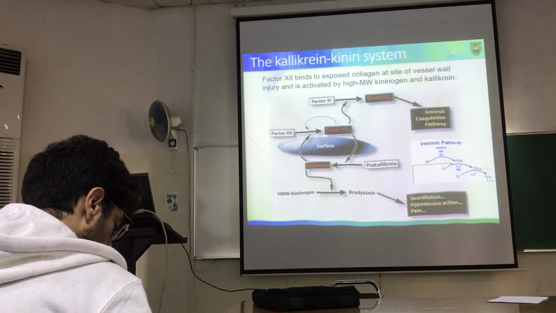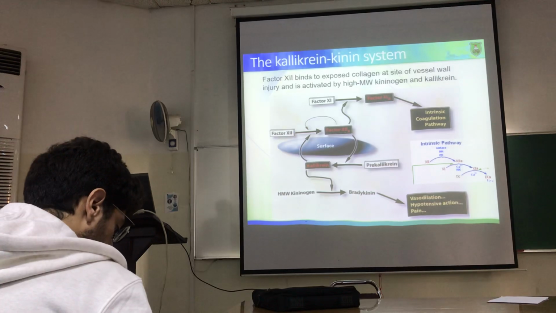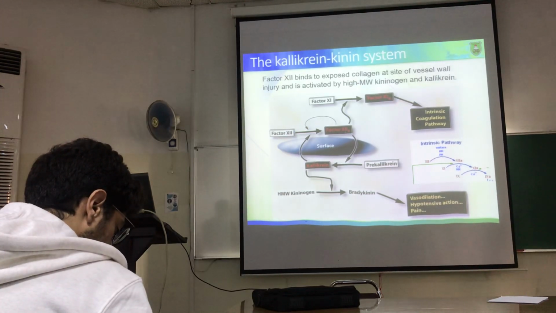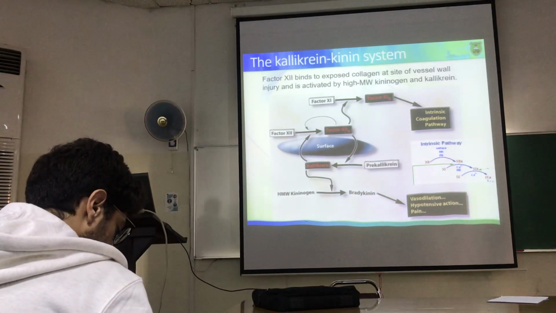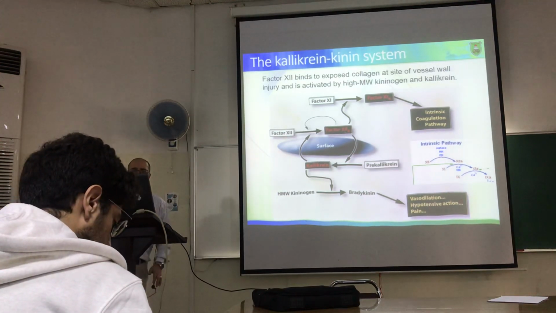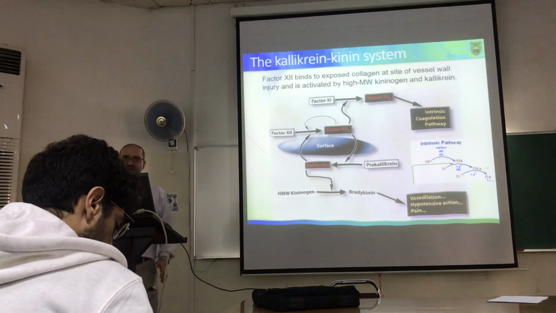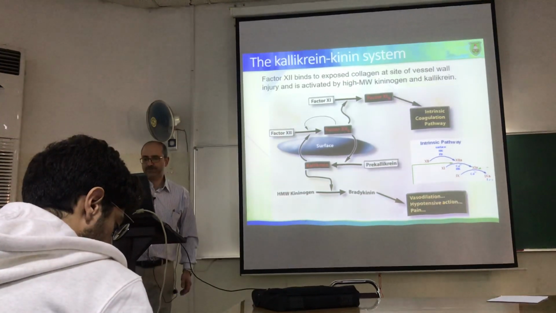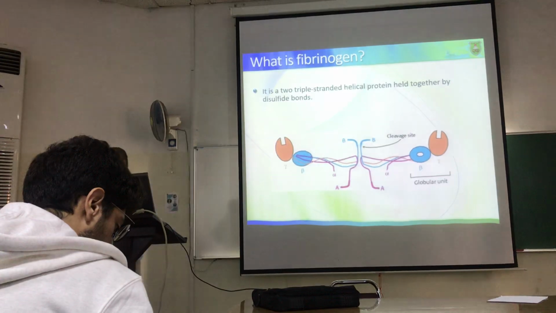Something else about this is that the bradykinin, or the kallikrein-kinin system, is also important for the renin-angiotensin system produced by the renal system as well. That is important for hypertension. But this is information on the side.